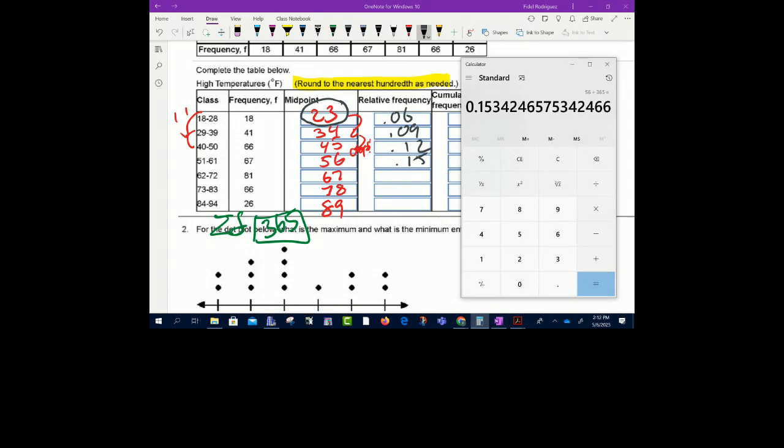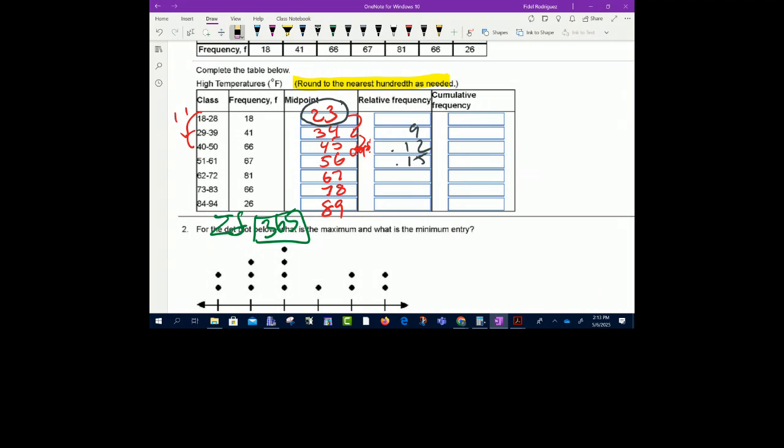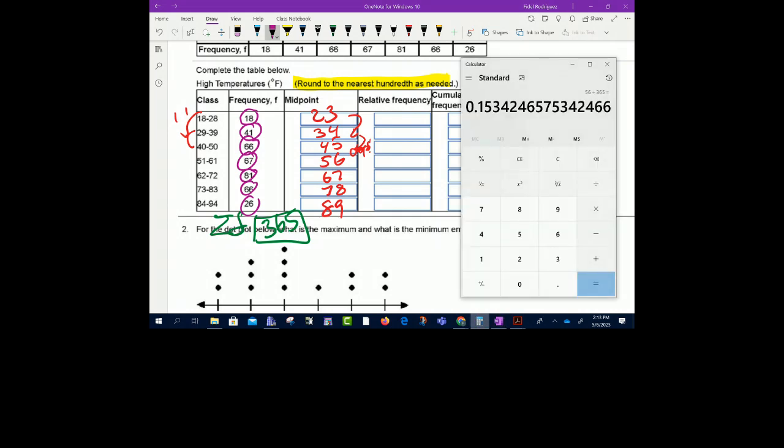Okay. I'm sorry. You know what? I'm putting the wrong numbers, y'all. Sorry. I need to take these numbers and divide them by 365. Yeah, I'm dividing those numbers by 365, not my midpoints. Sorry, guys. I don't know why I did that.